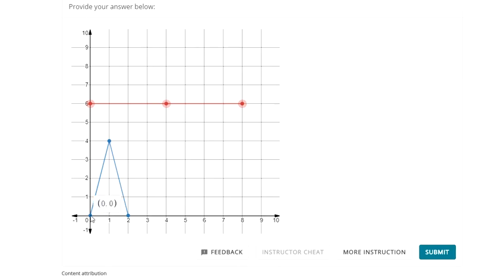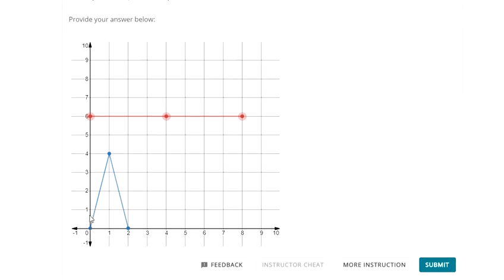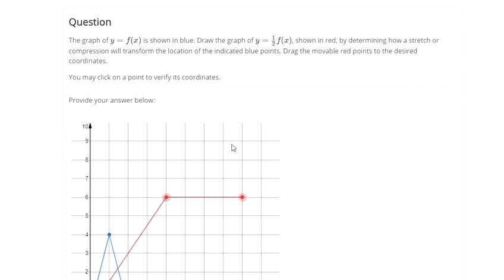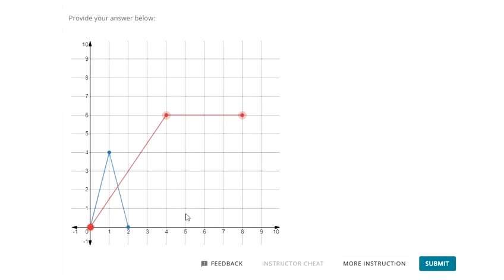So take this first one, it's at 0, 0. The only thing that's changing is the y coordinates. When you plug in x equals 0 into this function, the y coordinate is going to be 1/2 what the old y coordinate used to be. So this is still going to be 0, because 1/2 times 0 makes 0.